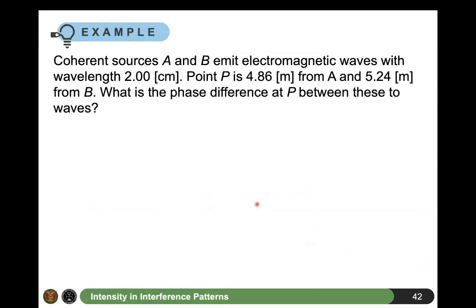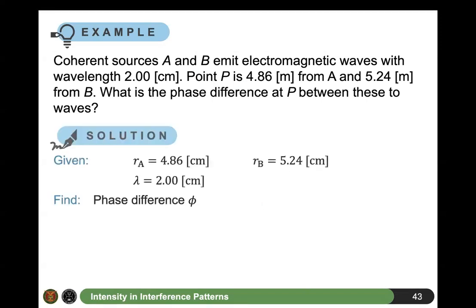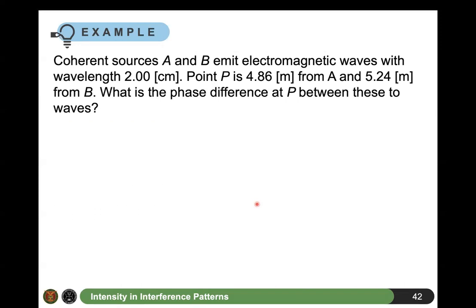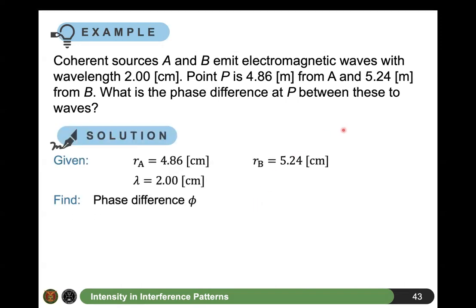So, for example, some examples, coherent sources A and B emit electromagnetic waves with wavelength 2 centimeters, and then you are located at point P, 4.86 meters from A and 5.24 meters from B. What is the phase difference at P between these two waves? So, pwede natin i-drawing, right? So, meron kang point P. So, meron kang source A. And then, mayroon kang source B. Okay?